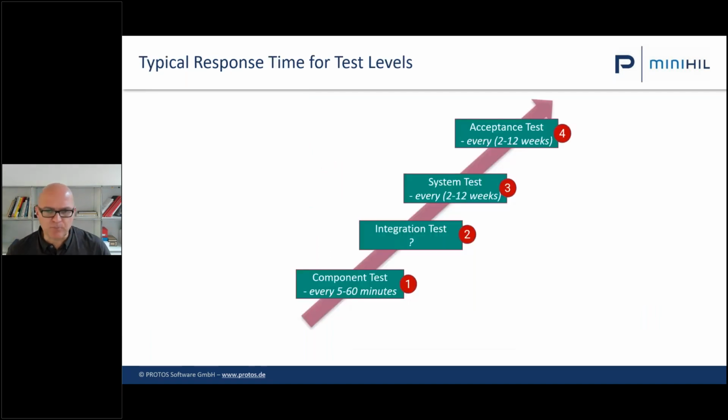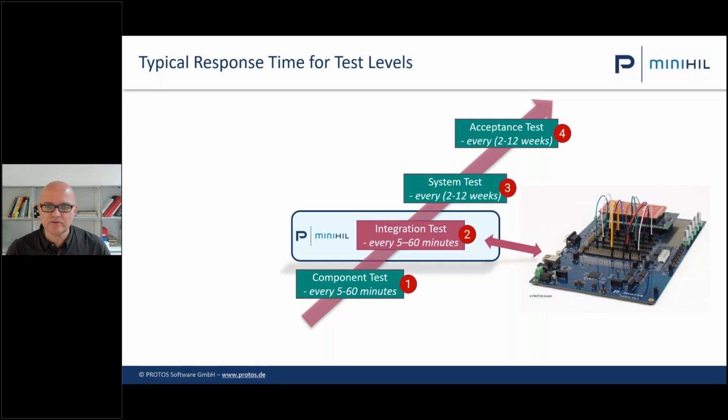So let's have a look at the response times for the typical tests. A component test, so a software integration test, for example, or a unit test, is usually in the range of minutes. So you change something, and within a couple of minutes you get a response from your test system. Integration tests, at least the hardware software integration test, usually is not done. System test, either HIL system test or a real system test, is typically run every couple of weeks. That's because it's a lot of effort to do this, and the equipment is really expensive. The acceptance tests are usually on a system test level, so they are also not run very often.